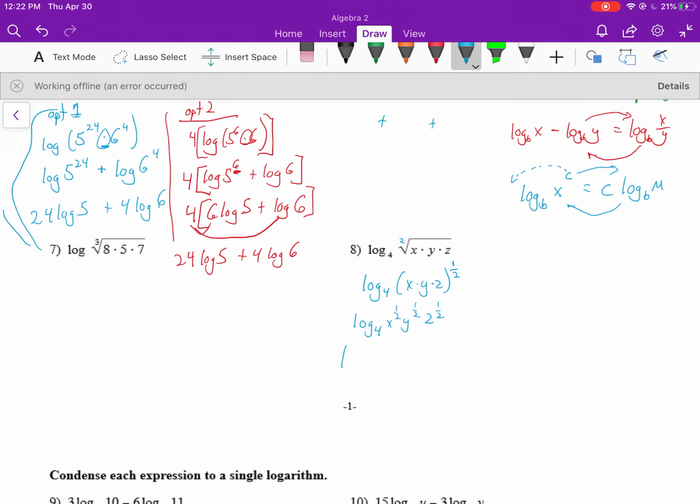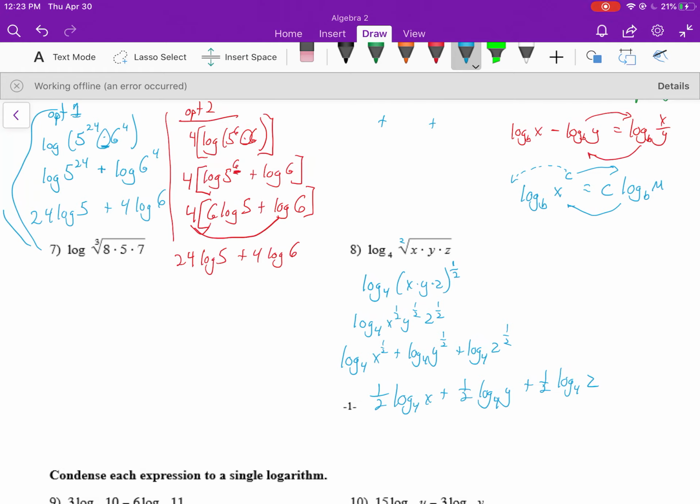Then we can use the product rule. So this is log base 4 of x to the 1/2 plus log base 4 of y to the 1/2 plus log base 4 of z to the 1/2. And then lastly, all these 1/2s can be moved out front. So our final answer will be 1/2 log base 4 of x plus 1/2 log base 4 of y plus 1/2 log base 4 of z.